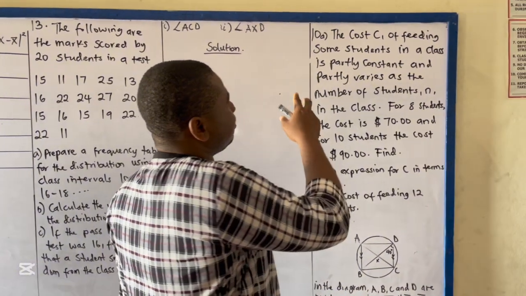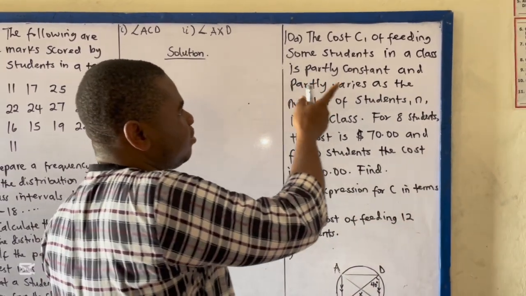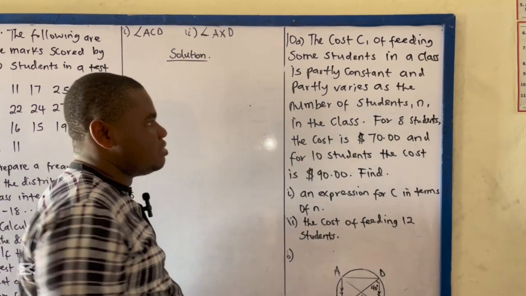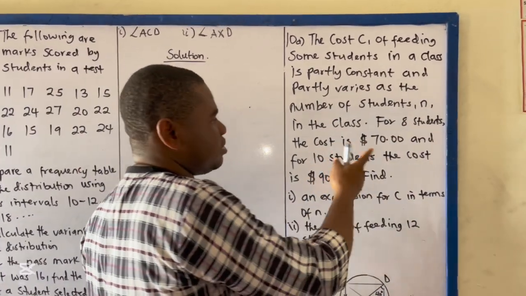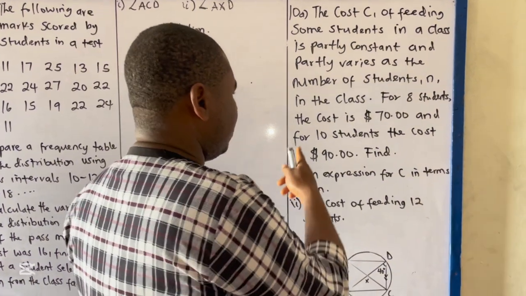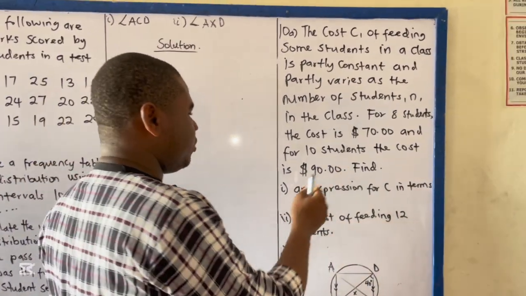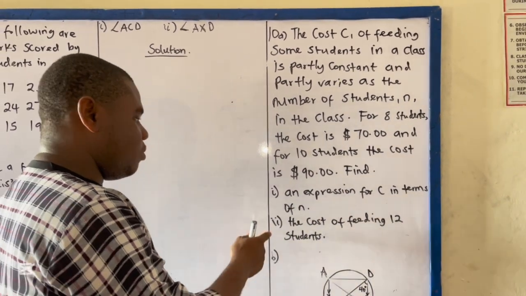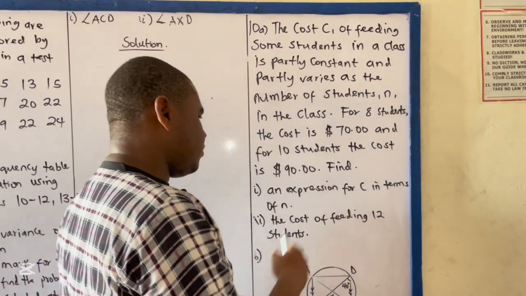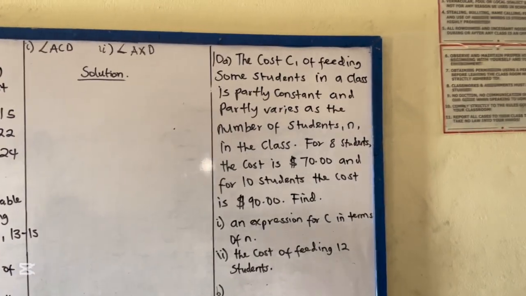Alright, for number 10, the cost C of feeding some students in a class is partly constant and partly varies as the number of students n in the class. For 8 students, the cost is $70, and for 10 students, the cost is $90. So the first question, we have to find an expression for C in terms of n. The second one, the cost of feeding 12 students. Now, this question is a question under partial variation.